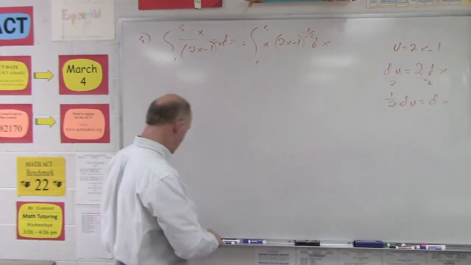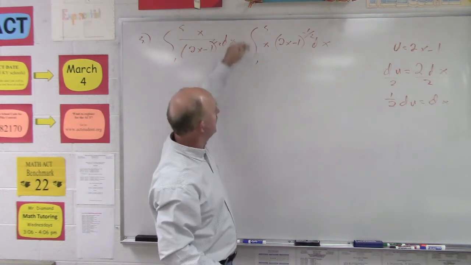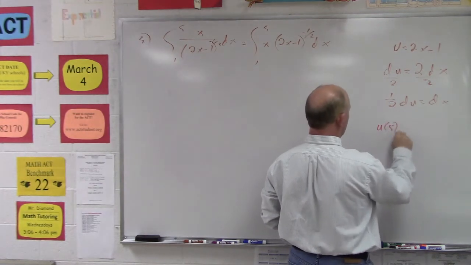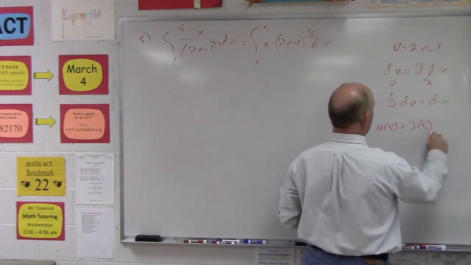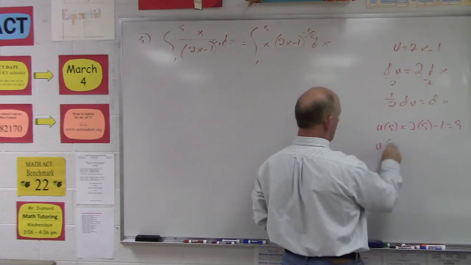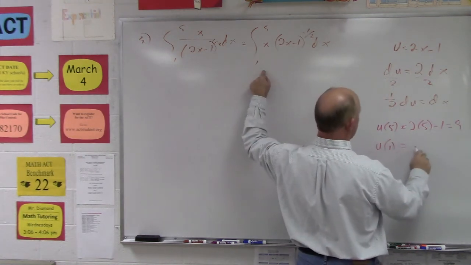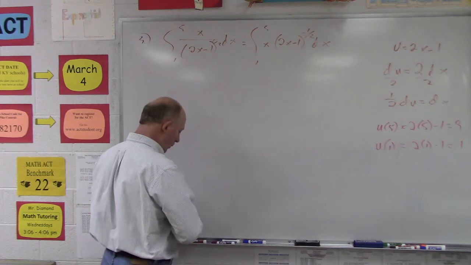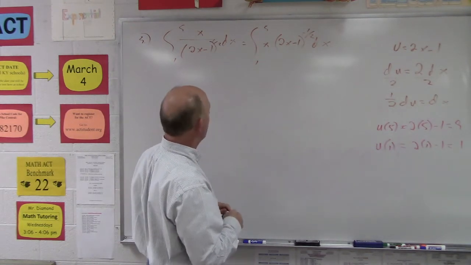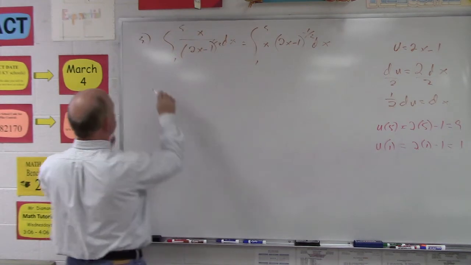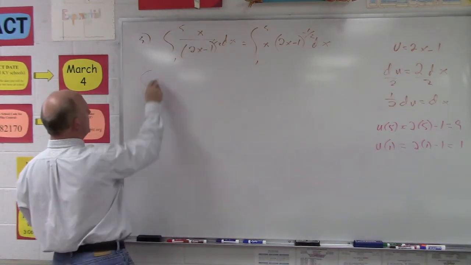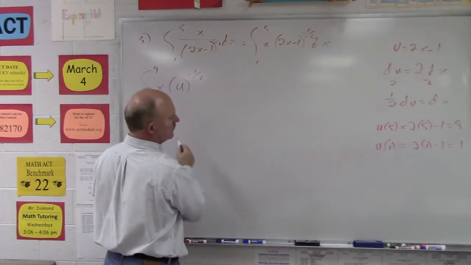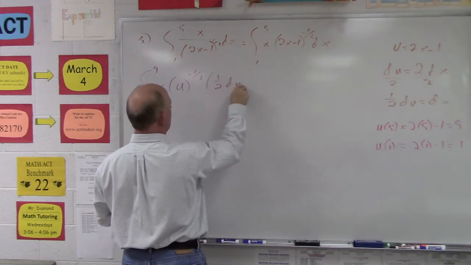All right, now let's take the upper and lower bounds and see if we can rewrite those. Let's take the 5 first. So u of 5 would be 2 times 5 minus 1, or 9. And let's try the 1. So u of 1 would be 2 times 1 minus 1, which is 1. So the upper and lower bounds are going to be 9 and 1. So as we set up our integral now, this will be the integral from 1 to 9 of x times u to the negative 1/2 power times 1/2 du.